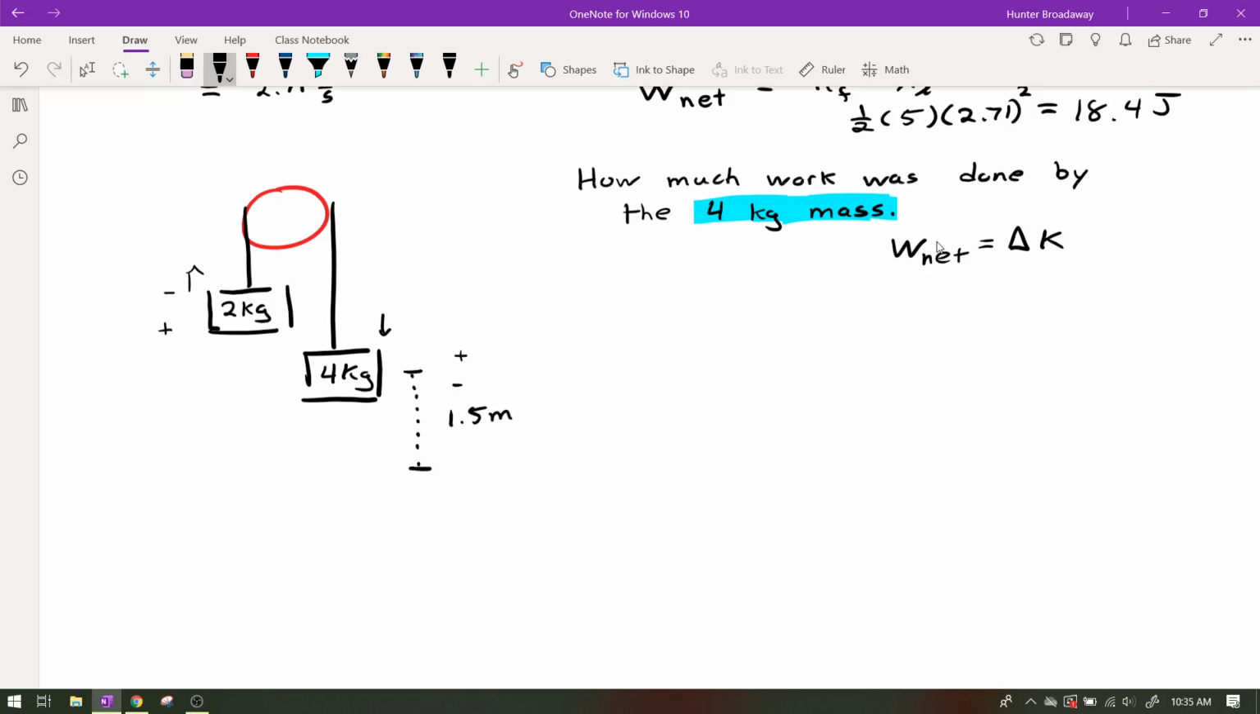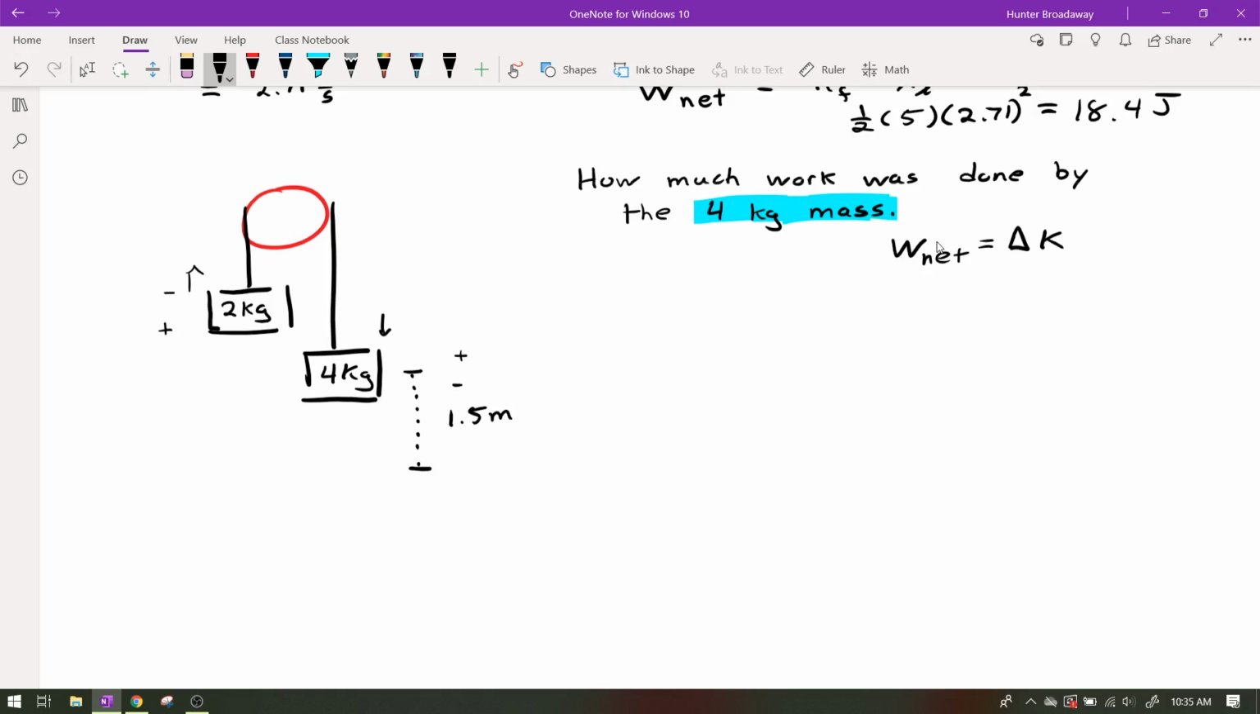The net work is equal to the change in kinetic energy, right? That would be the net work. Now we're only really interested in the 4 kilogram block. We're not really interested in the 2 kilogram block. So when we calculate mass, we'll just be using 4. However, this thing is going to accelerate and move down, and it is going to be tied to that 2 kilogram mass.